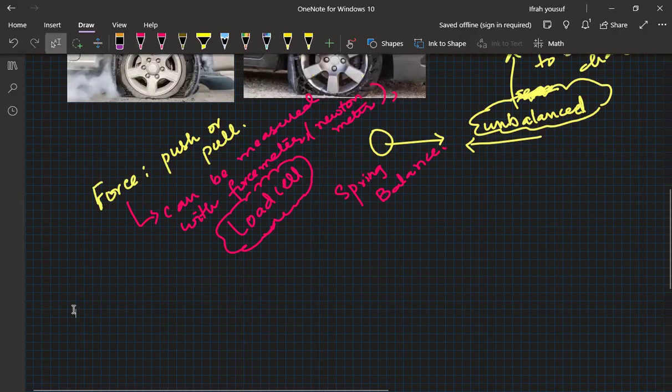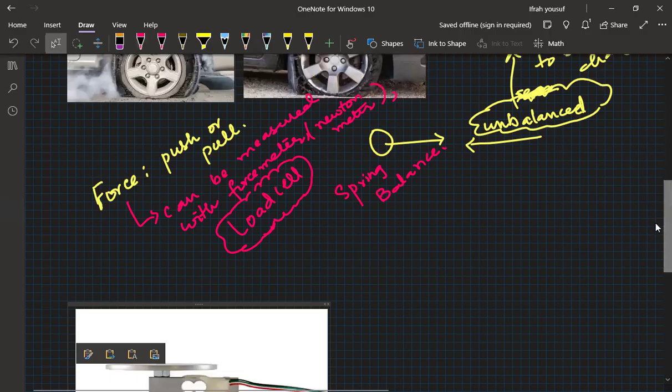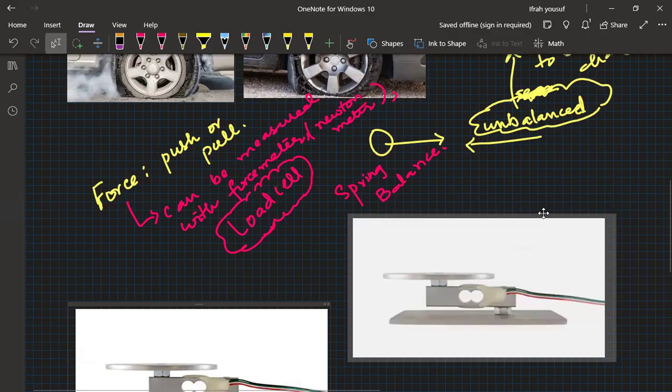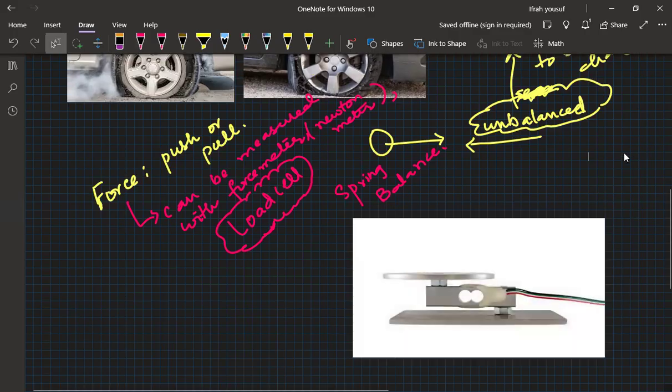This one is, now you can see here, this one is load cell, okay? Yes. This is load cell, right? Okay, so where you apply force or where will you keep the object? You will keep the object here, right? And what will happen?